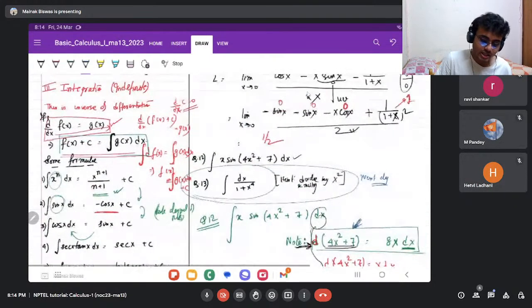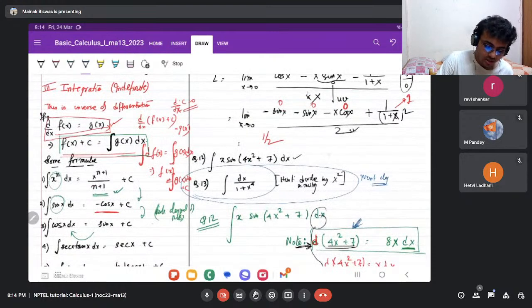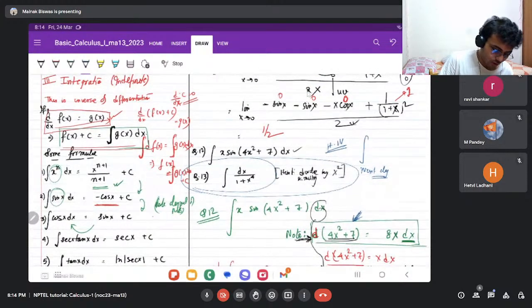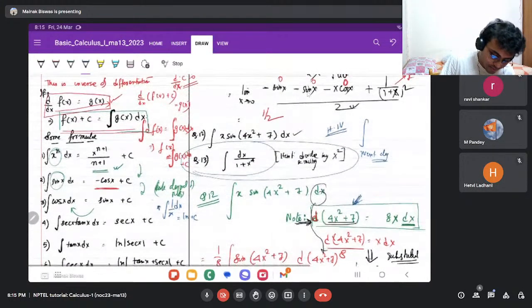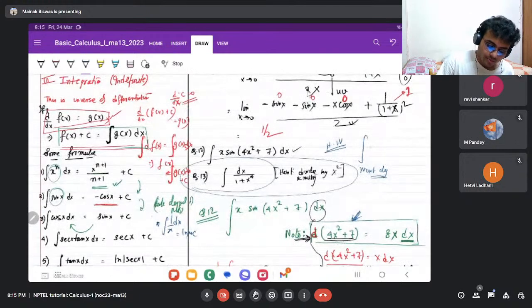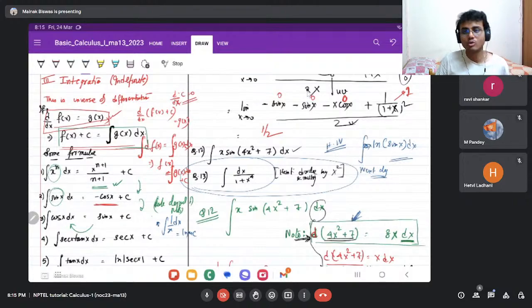So if you want to practice this, I will give you homework. This is also very simple, so you can try. I forgot to mention one more formula: the integral of 1 by x dx is log x plus c. So my question would be log of sin x cos x dx. Try to do this, you will understand how to do it.